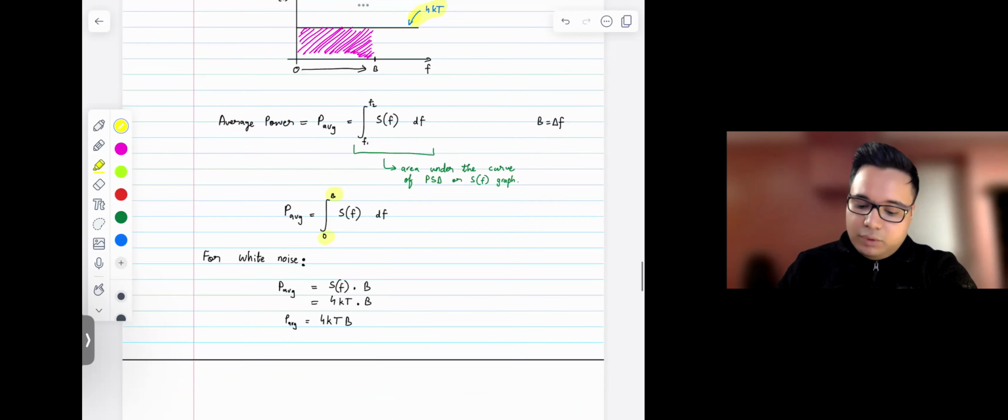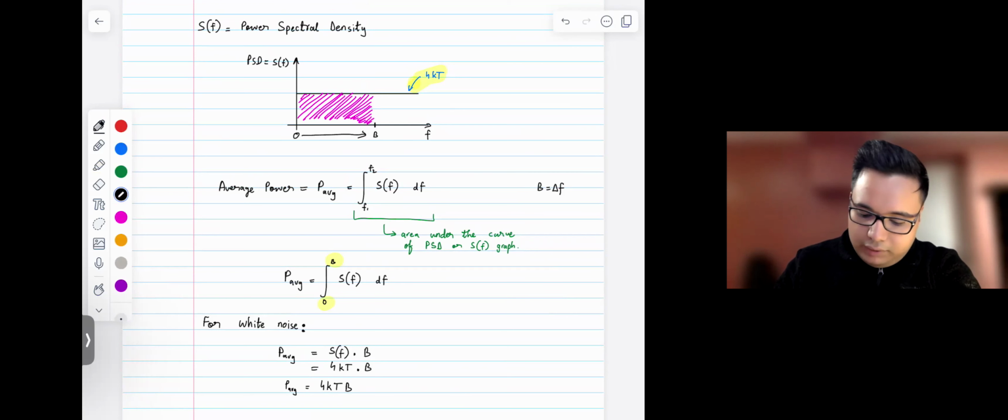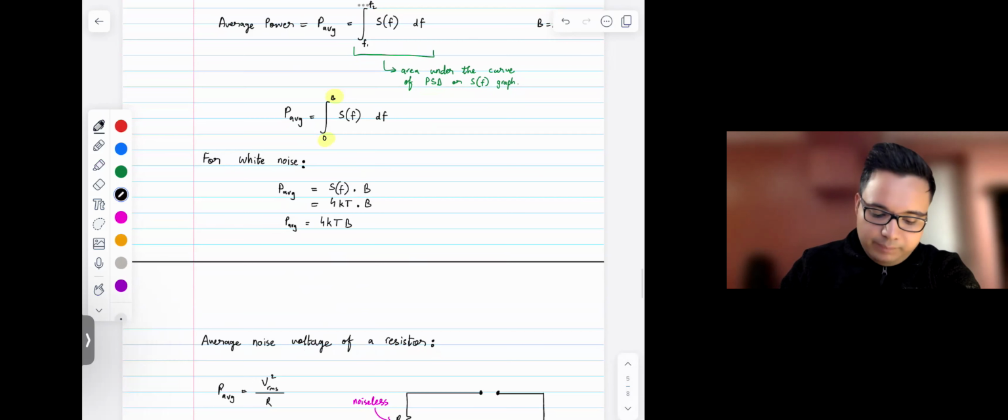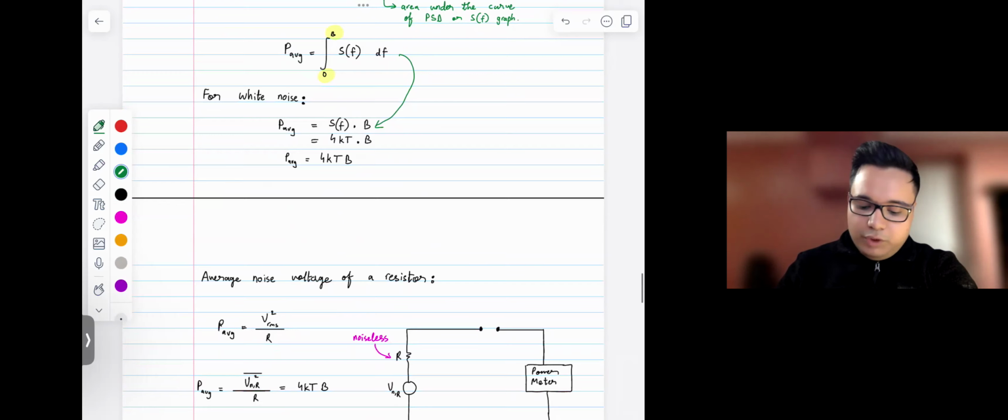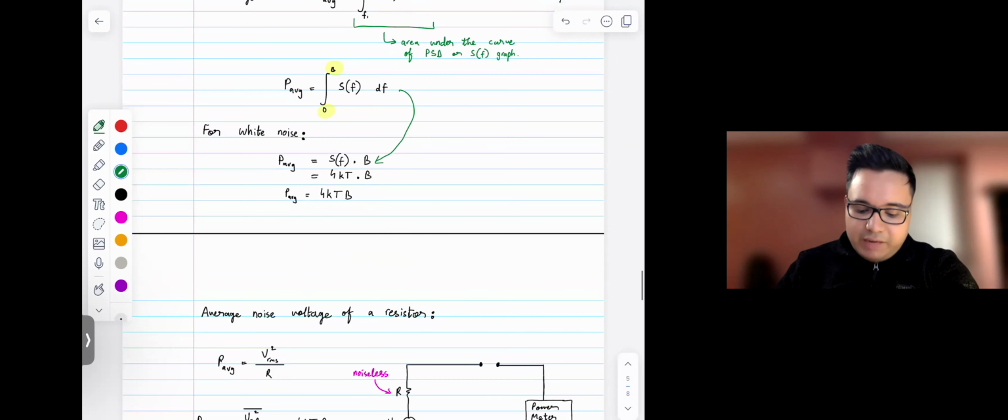And since this PSD is white in nature, you're looking at a constant line. So this is basically just the area of the rectangle, which is highlighted in pink. This integral would be the area of a rectangle, which is the power spectral density multiplied by the bandwidth. And so we find that the average power is equal to 4kTB.